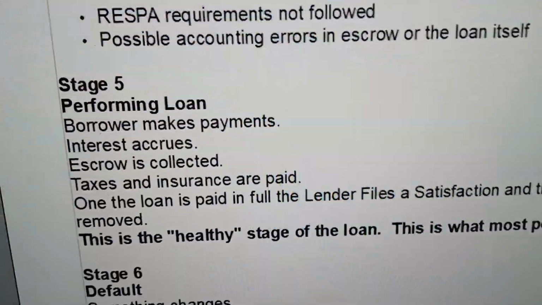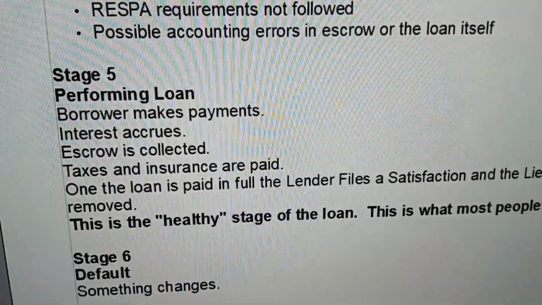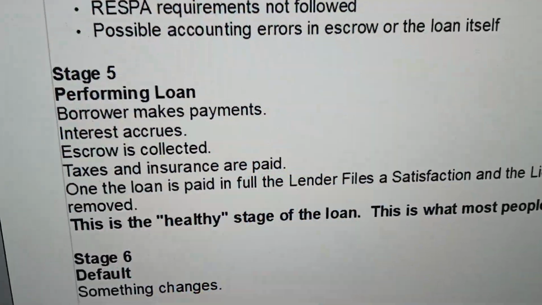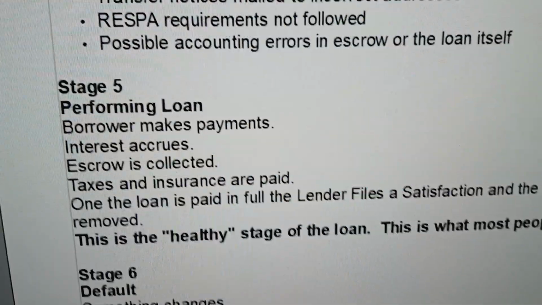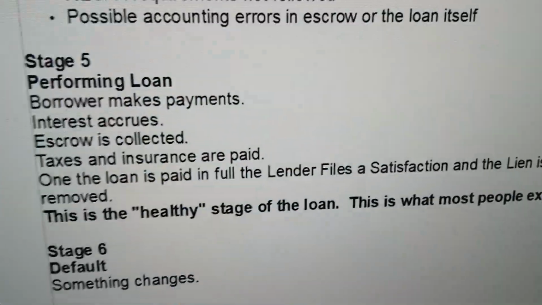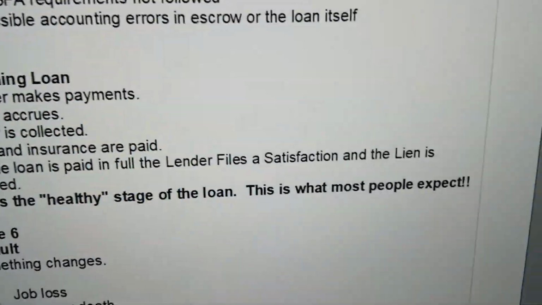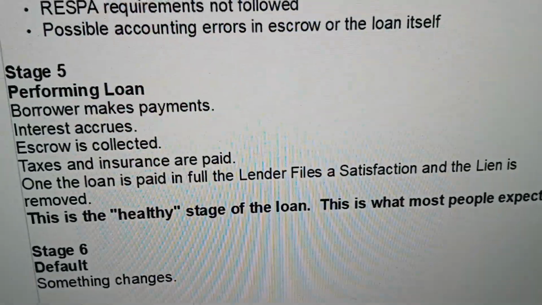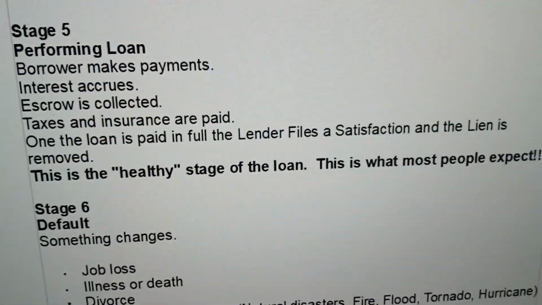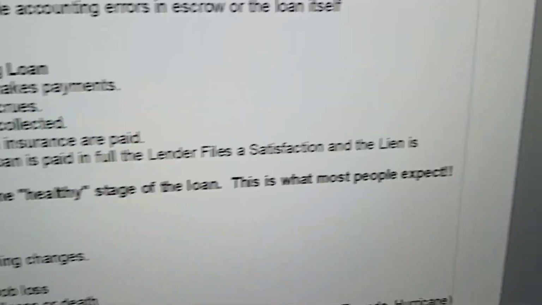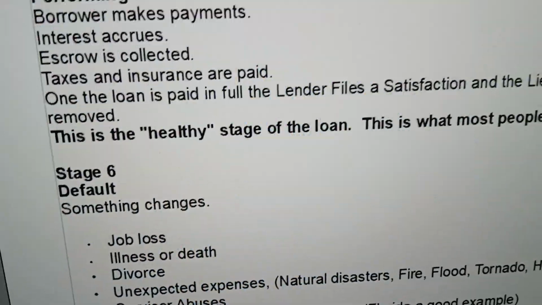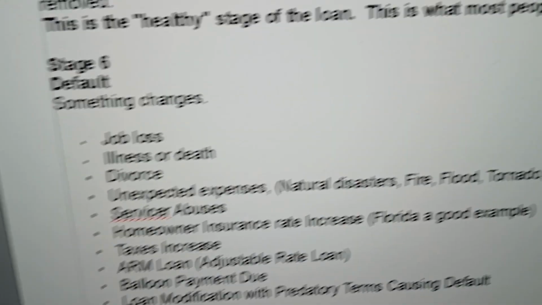Stage 5, a performing loan. The borrower typically makes all the payments, the interest accrues, escrow is collected, taxes and insurance are paid. Once the loan is paid in full, the lender files a satisfaction and the lien is removed. This is the healthy stage of the loan. This is what most people expect. Stage 6 is default. Something changes.